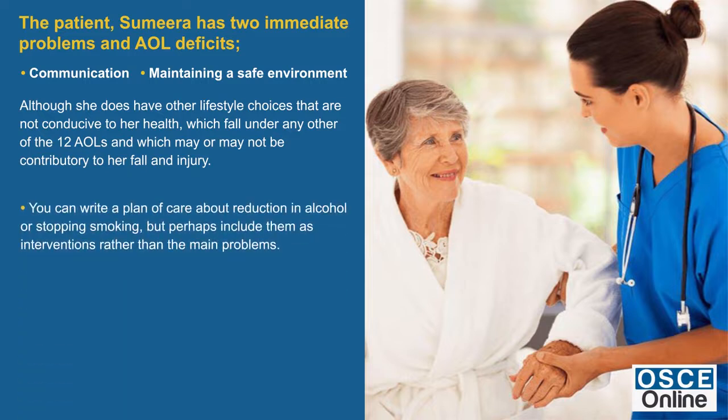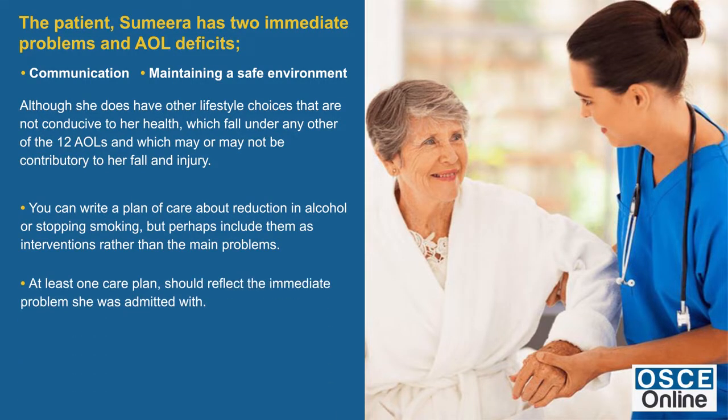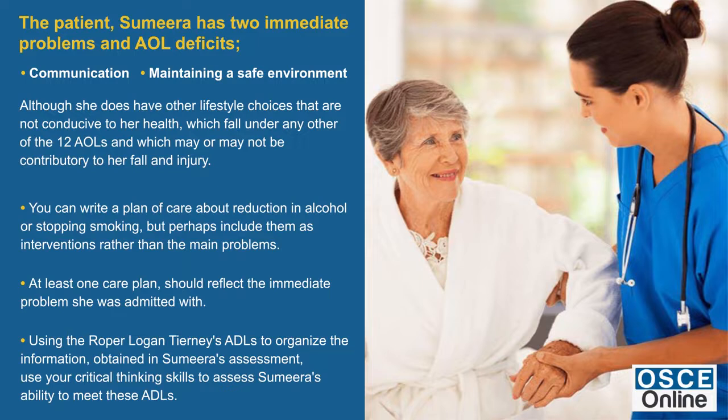You can write a plan of care about reduction in alcohol or stopping smoking, but perhaps include them as interventions rather than the main problems. At least one care plan should reflect the immediate problem she was admitted with. Using the Roper-Logan-Tierney ADLs to organize the information obtained in Sumira's assessment, use your critical thinking skills to assess Sumira's ability to meet these ADLs.